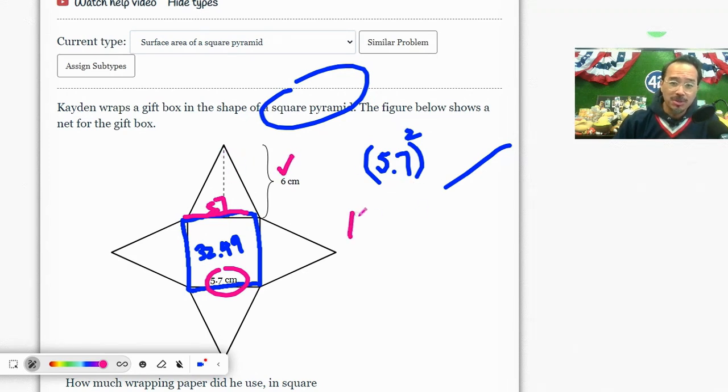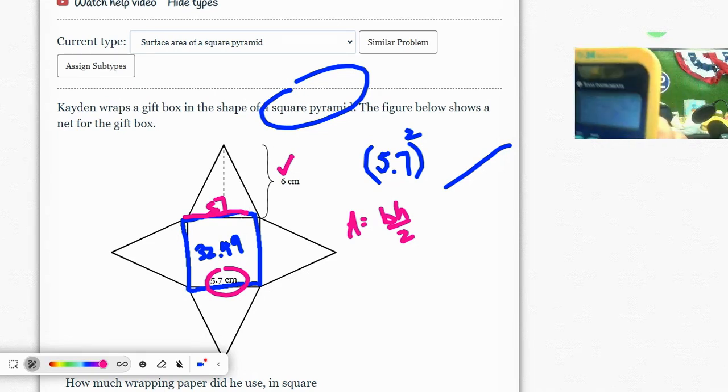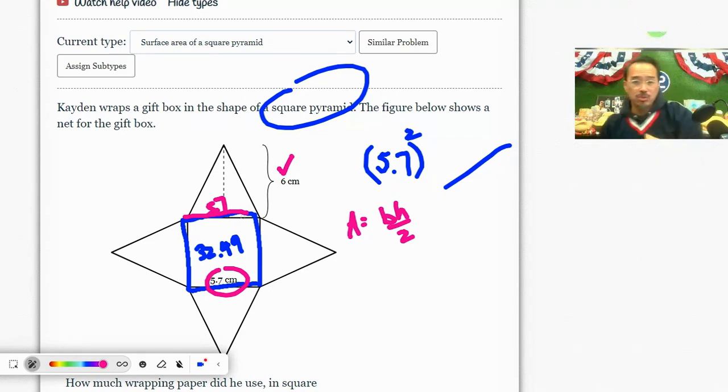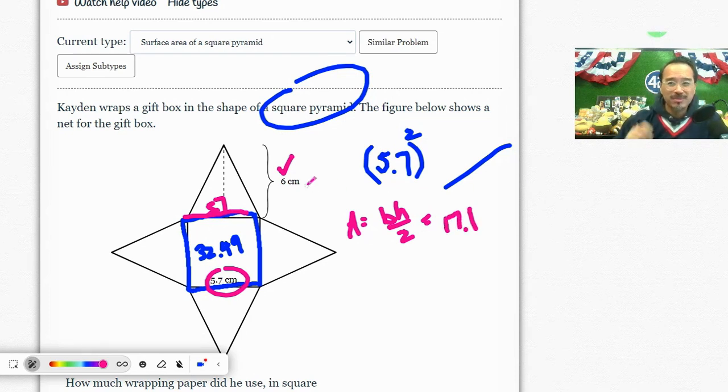What's the area formula for a triangle? Yeah, base times height divided by 2, so 5.7 times 6, like that, right? So I got 34.2. Don't forget to divide it by 2. That's 17.1.